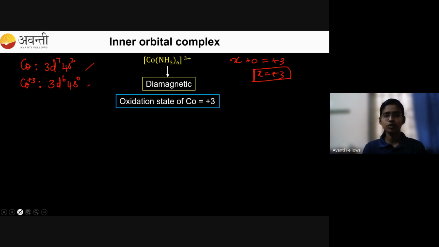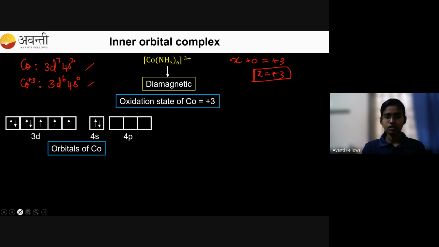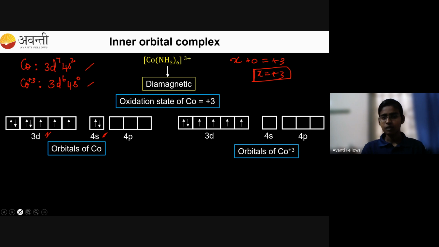So I'll show you the electronic configuration of these two systems. The first one is for cobalt, which has 3d7 and 4s2. And for Co3+, the orbitals would look like this. In 3d, you have only 6 electrons, whereas in 4s there are no electrons, 0, and 4p also has no electrons. Okay. Now, already the experiment showed that this complex is diamagnetic.